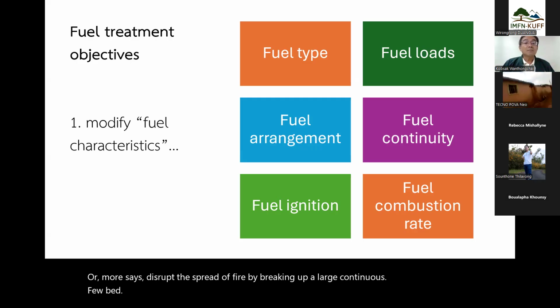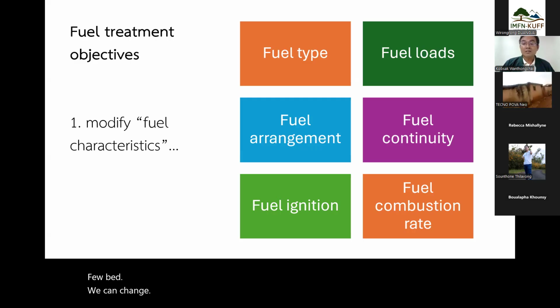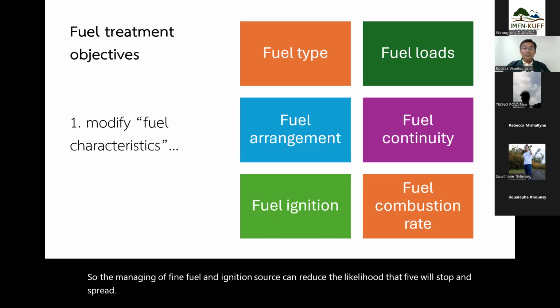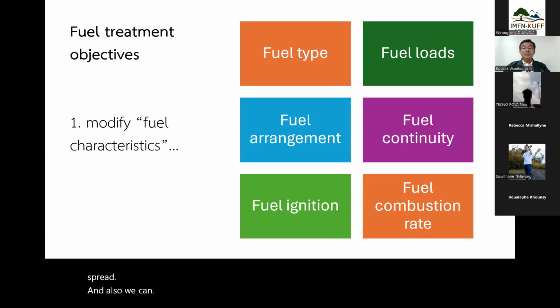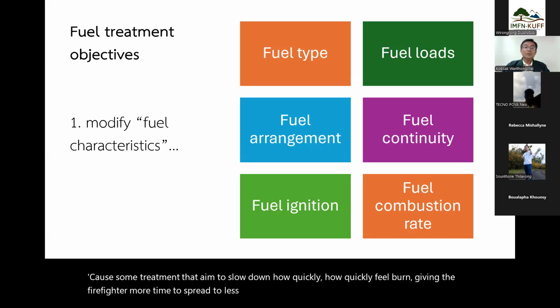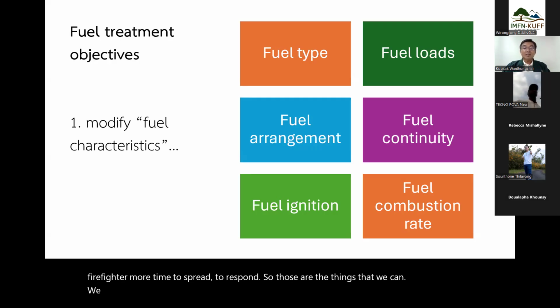We can change the fuel ignition. Managing fire fuel and ignition sources can reduce the likelihood that fire will start and spread. And also we can modify the combustion rate, because some treatments aim to slow down how quickly fuel burns, giving the firefighters more time to respond. So those are the things that we modify and change in the forest fuel characteristics, which then impact the forest fire behavior.